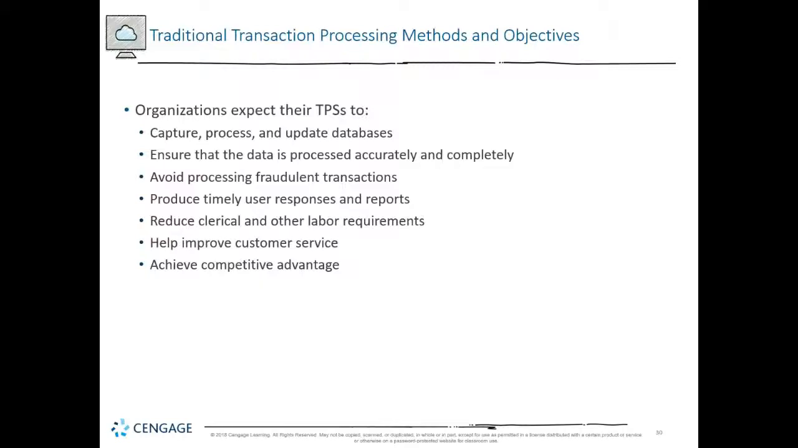Traditional transaction processing methods and objectives. Organizations expect their TPS to capture, process, and update databases; ensure that the data is processed accurately and completely; avoid processing fraudulent transactions; provide timely user response and reports; reduce clerical and other labor requirements; help improve customer service; and achieve competitive advantage.